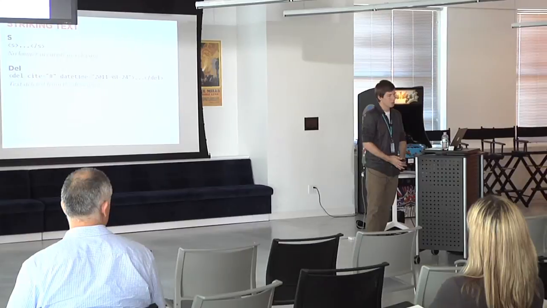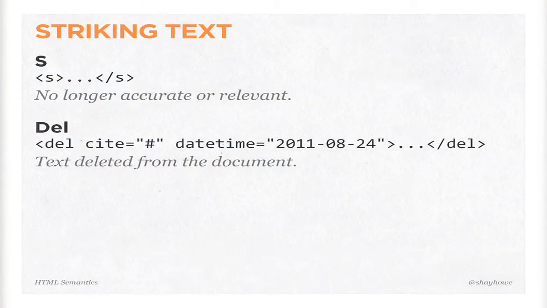And we can do the same thing with striking text. So striking, just putting in basically a line through it, we can use this s element. That's saying, hey, this text is no longer really accurate or relevant to this page. But the del element, this delete here, is saying this is actually text that's been deleted from the document. Okay? And same thing here.